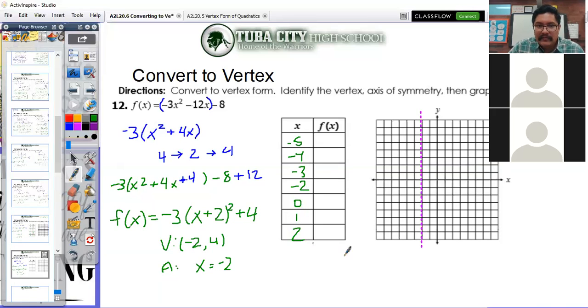1 and 2. All right, so negative 2, up 4 is right there. So that's my vertex. The negative a value means that my parabola is going to be opening downwards.